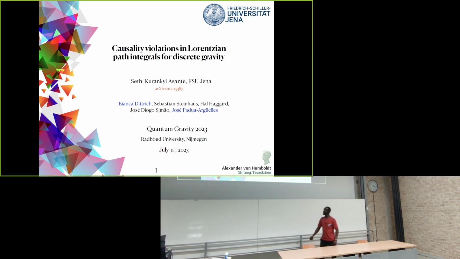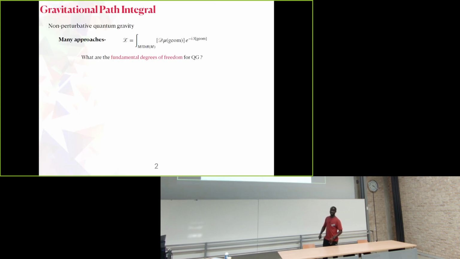Thank you. And I chose to talk about causality violations in Lorentzian path integrals for discrete gravity. Rather than giving you a whole overview of Lorentzian quantum gravity, I chose this specific one. It's sort of an example, just so that I give you a feel of how this works. So bear with me. Okay, so I'll just start with motivation.